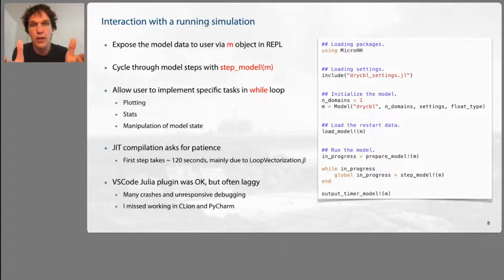Then in this while loop that we show here, you can do all kinds of interesting things. You can do interactive plotting, or stop the model and make some plots of the actual state. You can calculate statistics, and you can also manipulate the model state there. So let's make it 2 degrees warmer and see what happens.